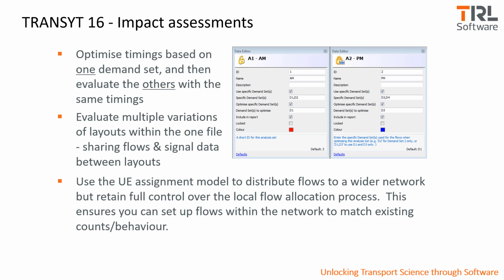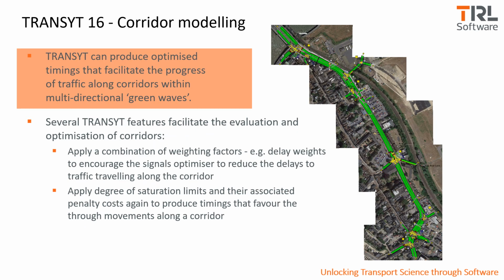Okay, and then of course you've got to use the equilibrium assignment model there, which I've already mentioned, in order to allow you to distribute flows across a wider network if you need to. Corridor modelling. I mentioned this earlier, and Transit can produce optimized timings that facilitate the progress of traffic along corridors within multi-directional green waves.